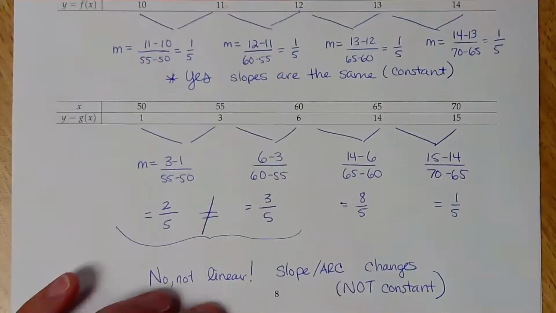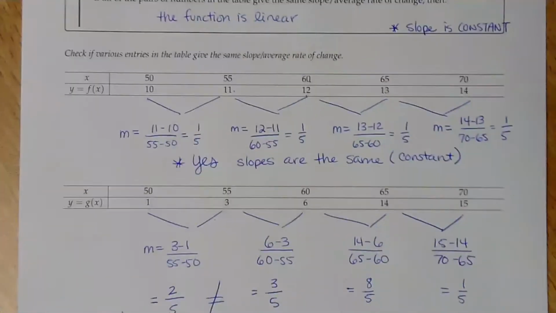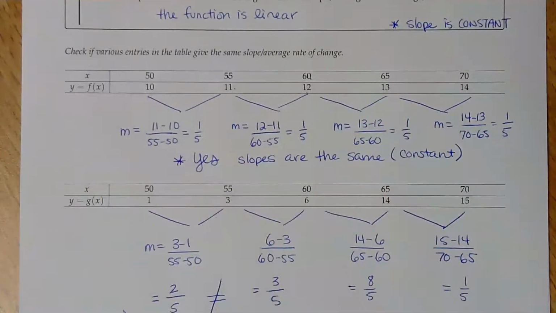Okay. So if you're given a table and asked, could that function be linear? This is what you're going to want to do. You're going to calculate that slope or average rate of change for all the pairs in the table. All right, that is the end of section 1.3.